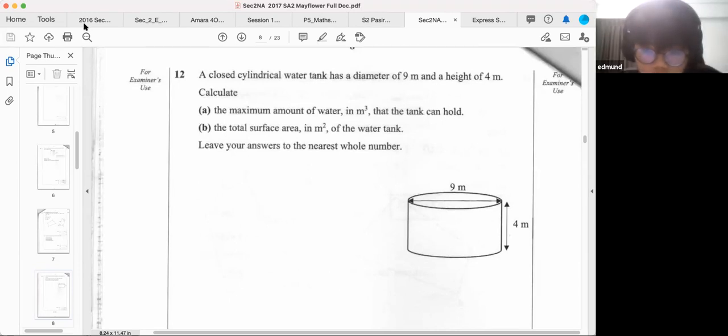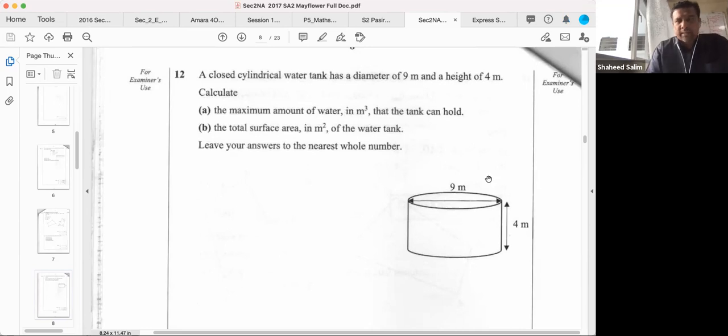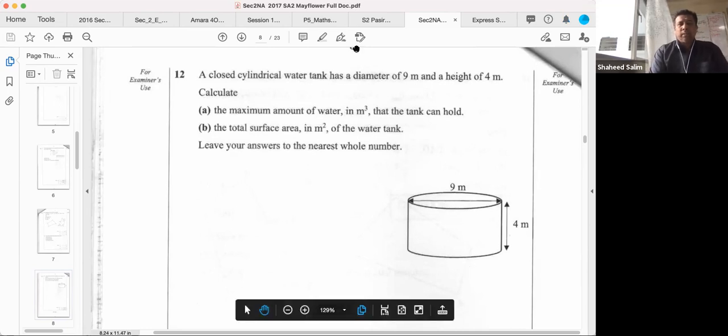Cylinder is a circle, right? Circle at the bottom. And then you have height, base area times height. Area of circle times height gives you the volume.